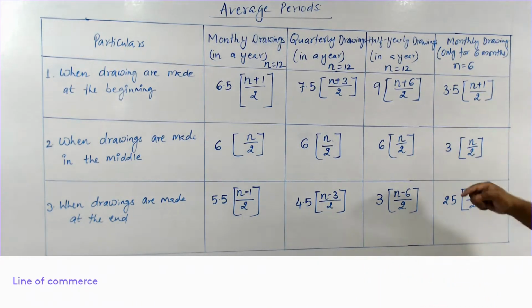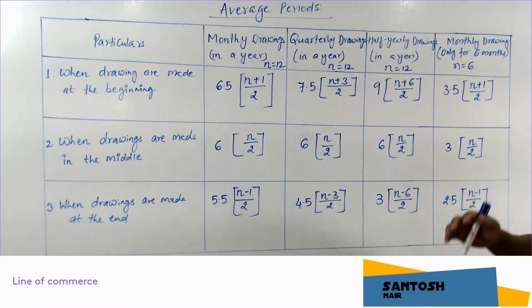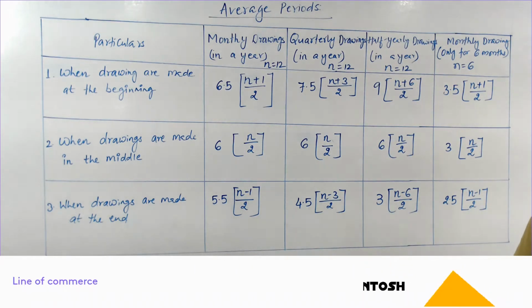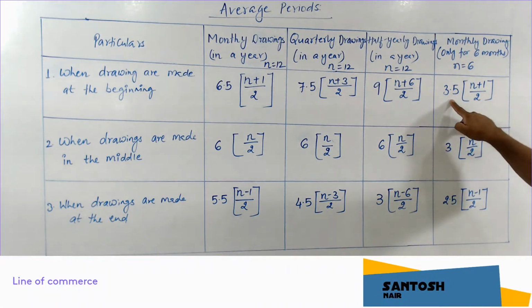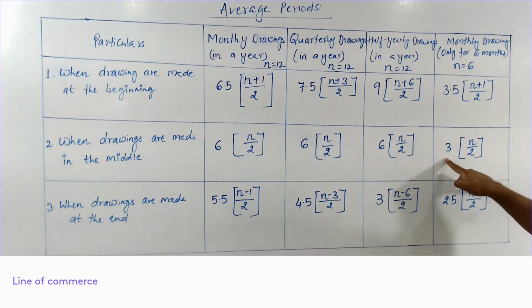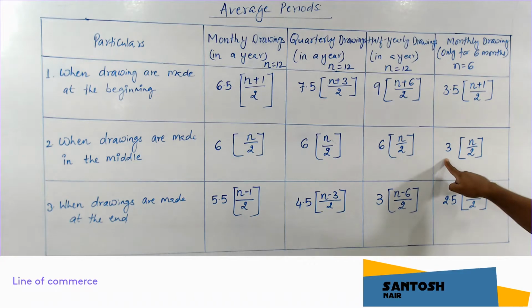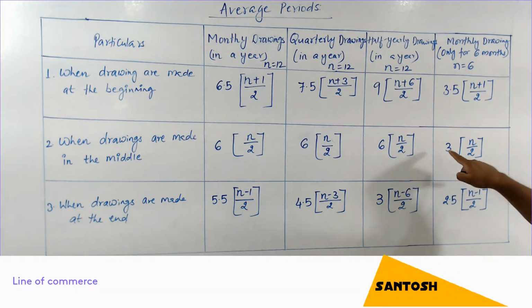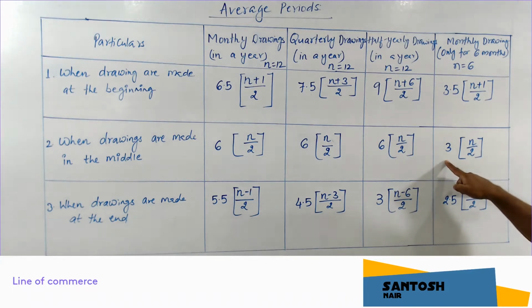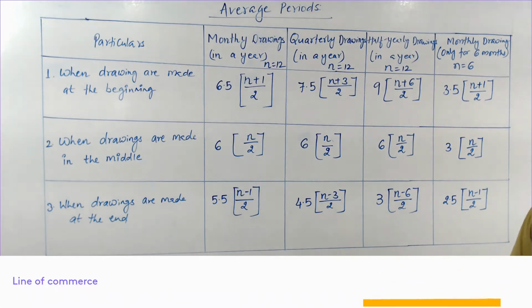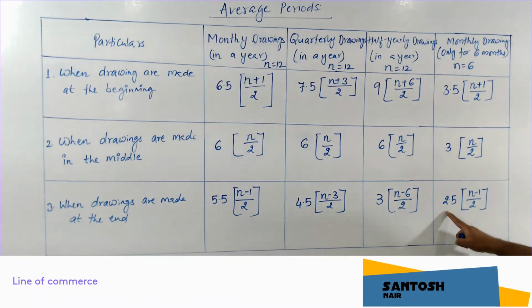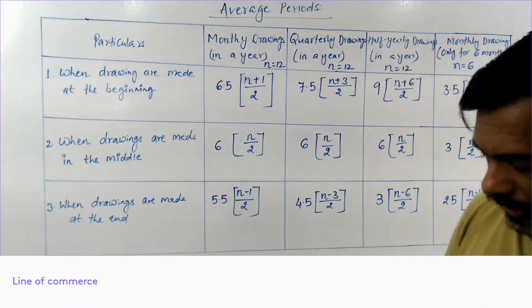For the last situation, where the drawings are made monthly only for 6 months, let us see the different average time periods. If the drawings are made in the beginning of each month for 6 months only, then the average time period will be 3.5 months. If made in the middle of each month for 6 months, it will be 3 months. And when the drawings are made at the end of each month for 6 months, the average time period will be 2.5 months. So these are the different time periods.